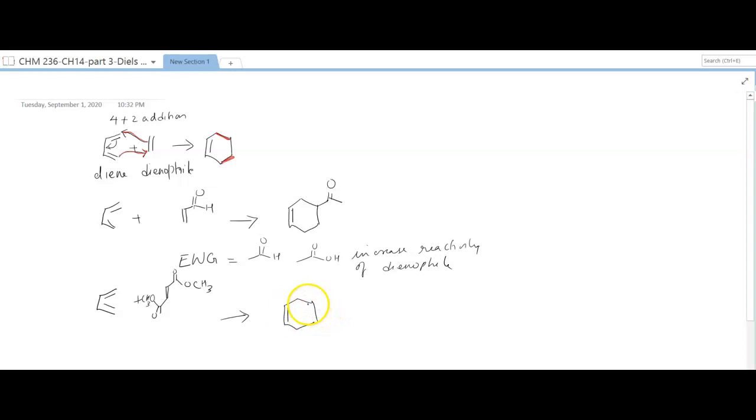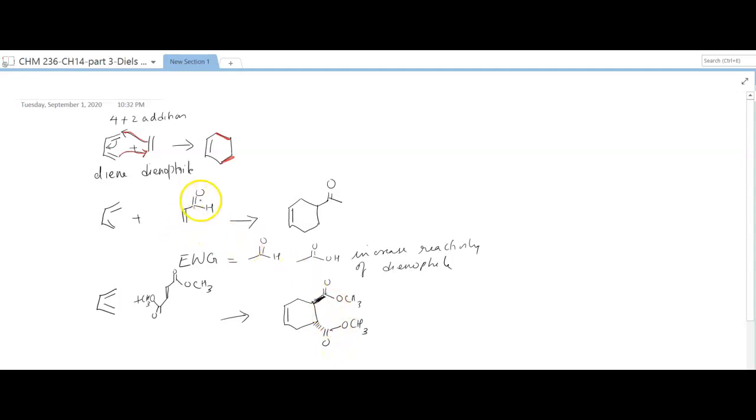Now with the substituents attached trans to the ring, this tells us that it's a stereospecific reaction, in that the stereochemistry of the starting material is maintained in your product. So we had a trans arrangement of the electron withdrawing groups in our dienophile, and that is maintained in our product.